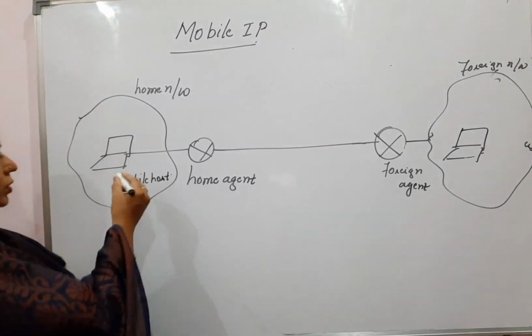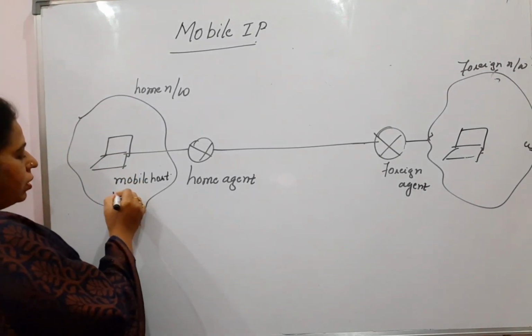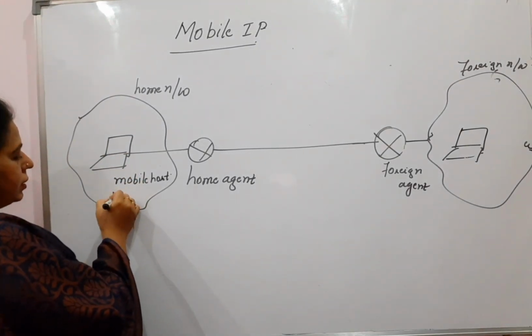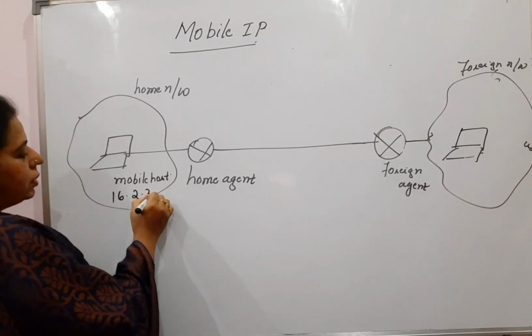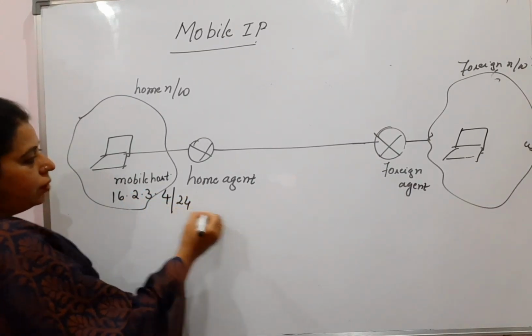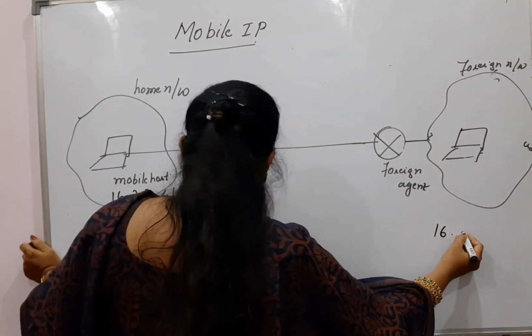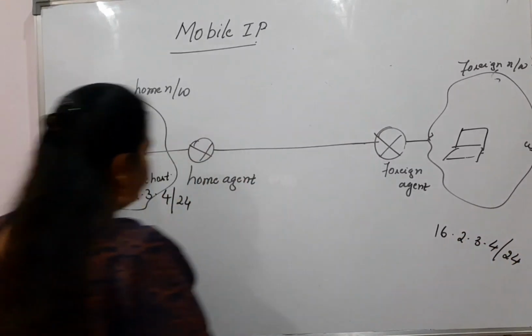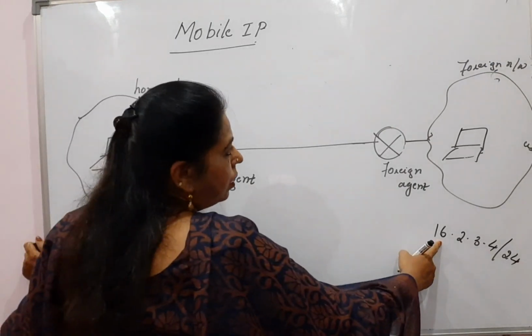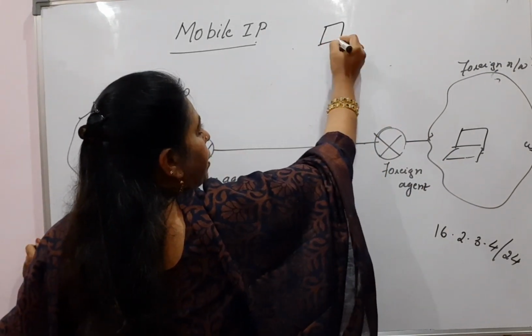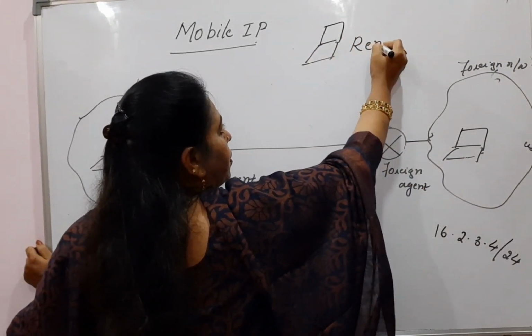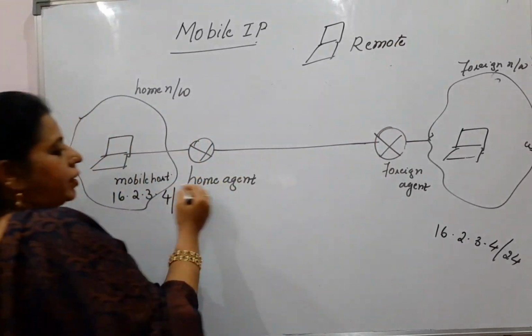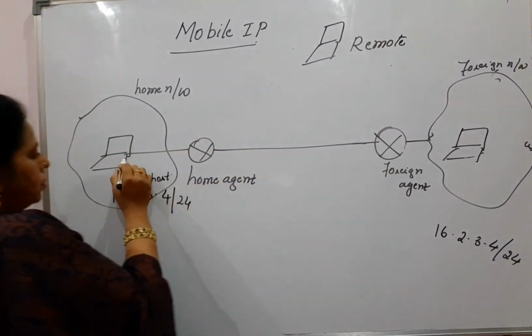So the address which was given here initially was what? Some randomly I'll take the address 16.2.3.4/24. So here it will have 16.2.3.3/24. So this is there here. Now any other node which wants to communicate, we call it the remote node. Now the remote node wants to communicate with this mobile host.